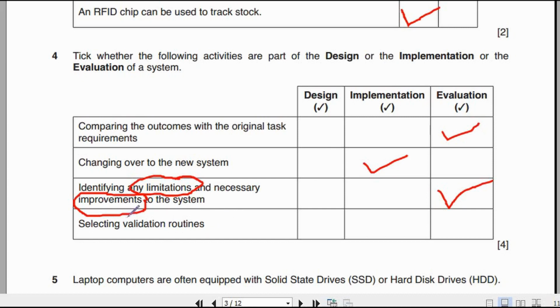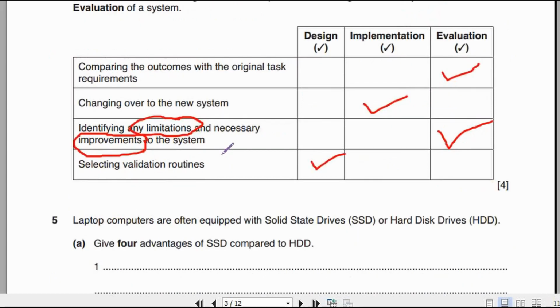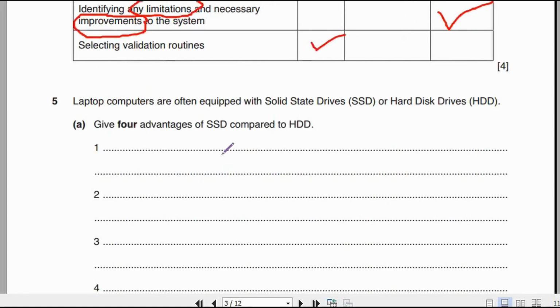Last but not least, the fourth is selecting validation routines. A validation routine means that we are checking the data, we are validating it. So the validation routine is decided in the design phase, where we check which types of validation we will apply. Okay, this is how you will get the 4 marks.